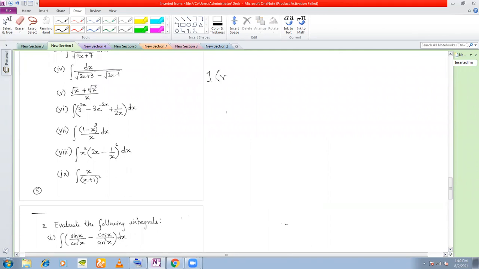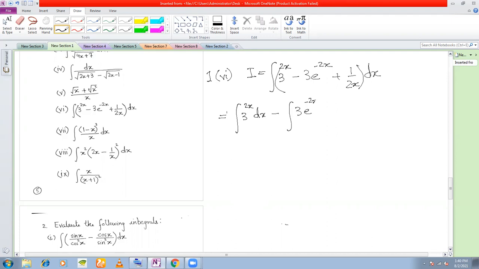Question 6. Integral is 3 to the power of 2x minus 3e to the power of minus 2x plus 1 by 2x, everything integrated with respect to x. So you separate first 3 to the power of 2x dx minus integral 3e to the power of minus 2x dx plus integral dx by 2x. Now if you see, this is what? Integral 3 to the power of 2x is what? A to the power of x.